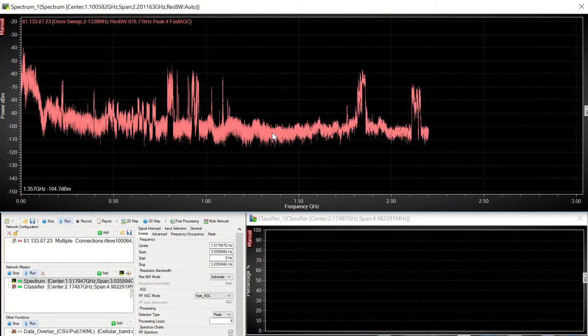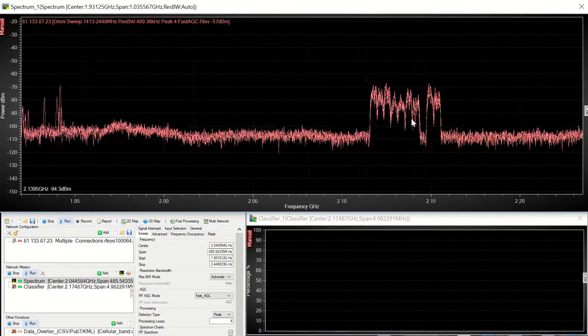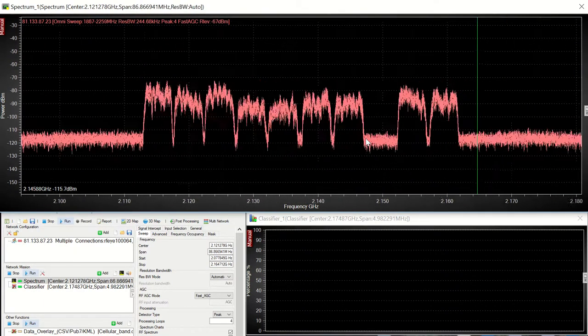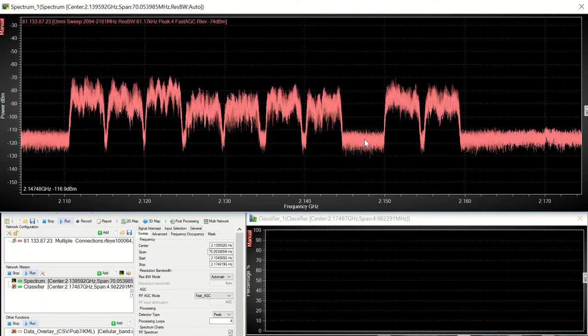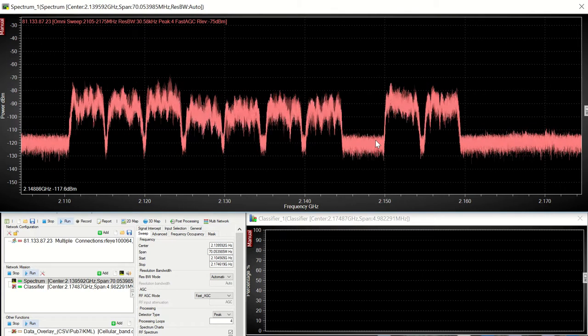So we're just going to zoom out. Let's take a look. Okay, what are these guys here? We zoom in. See, we've got a series of bands. Okay, they're of interest. What do I want to do? Well, the first thing I'd like to do is identify what they are.